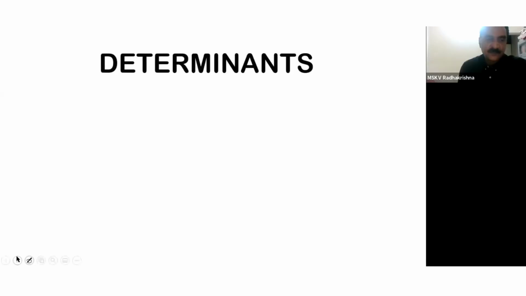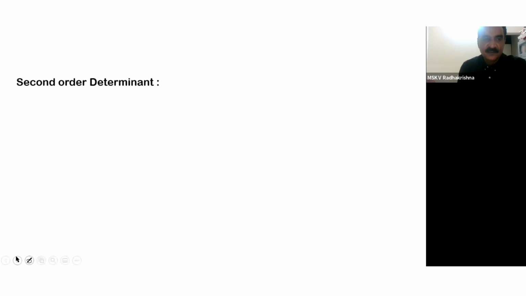So today we are going to discuss a very important chapter, determinants. First, second order determinant. If you take four numbers A, B, C, D and then arrange them in the form of a square between two vertical line segments like this, it is called a second order determinant.